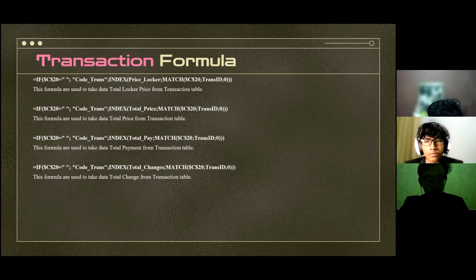Next is IF, C20, INDEX, total pay, MATCH, C20, transaction ID, 0. This formula is used to take data total payment from the transaction table. And last but not least, IF, C20, INDEX, total change, MATCH, C20, transaction ID, 0. This formula is used to take data total change from the transaction table.